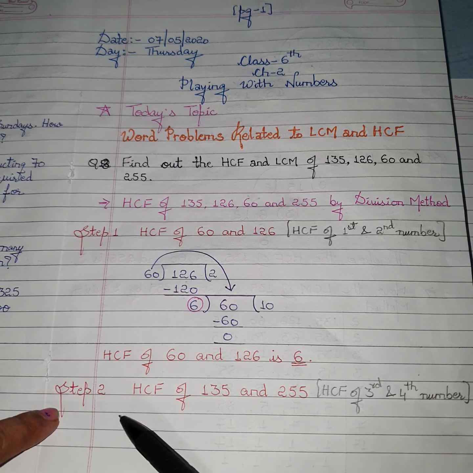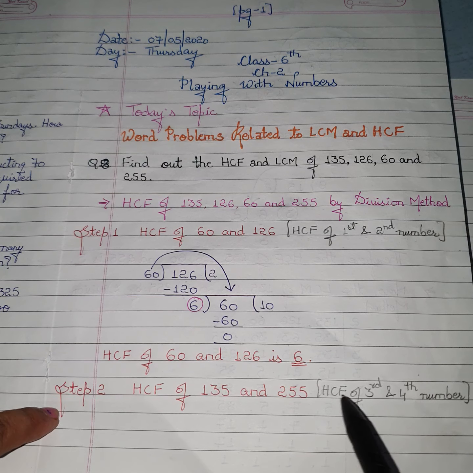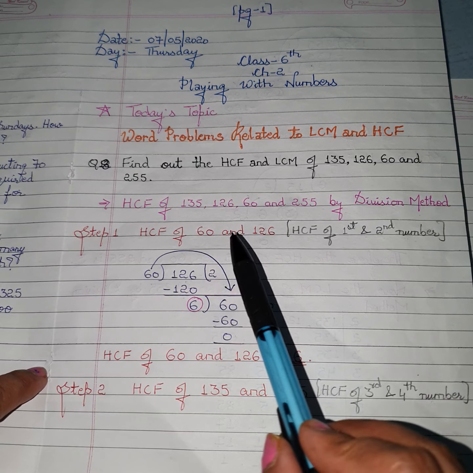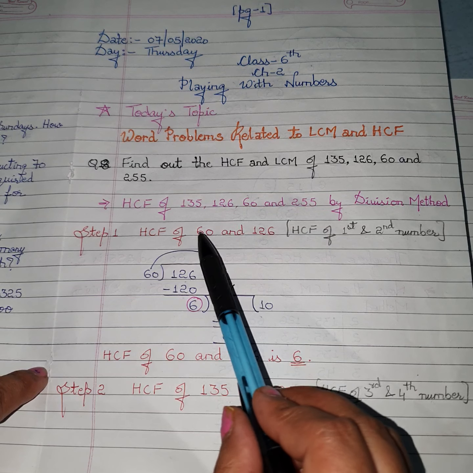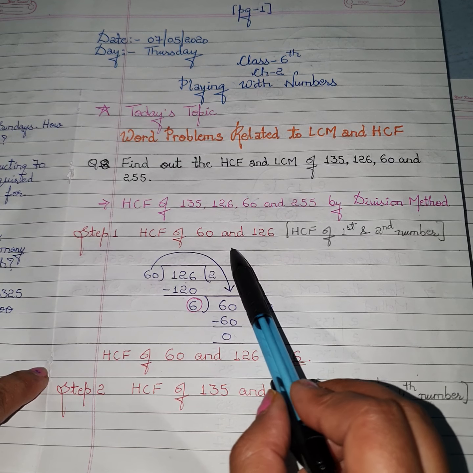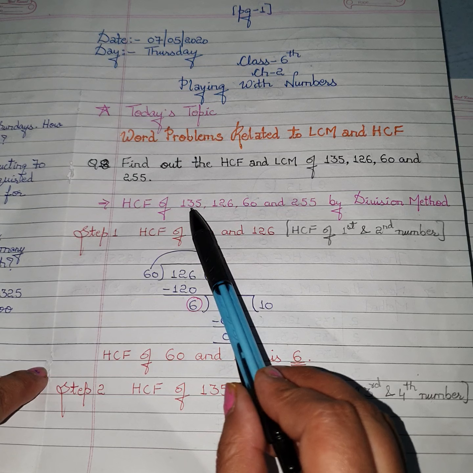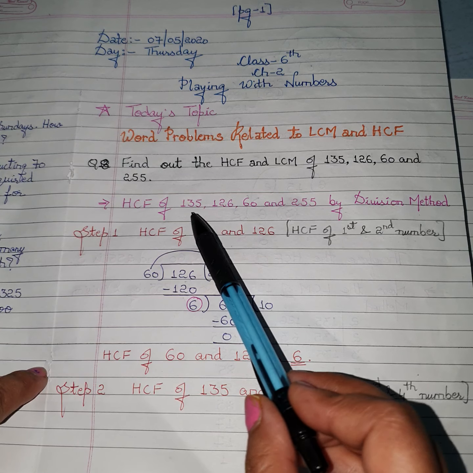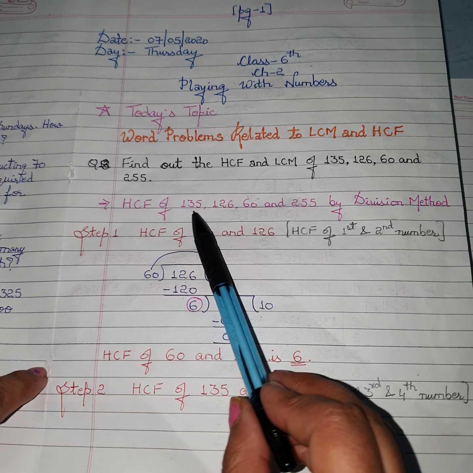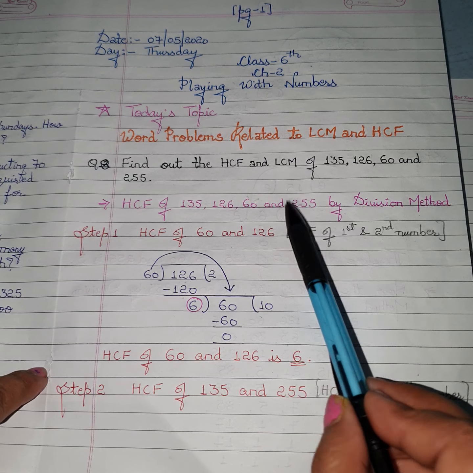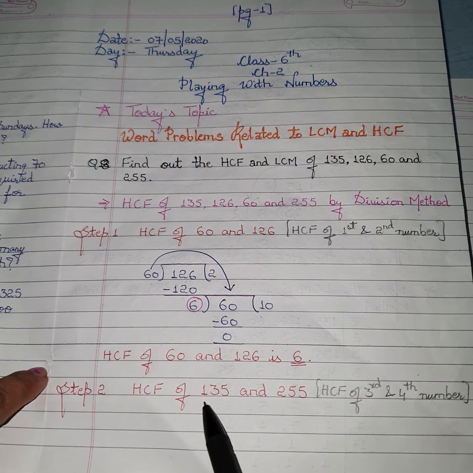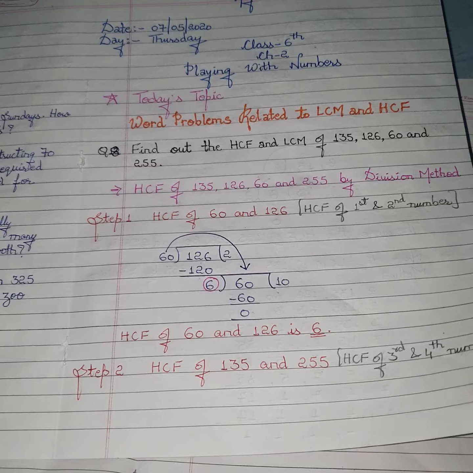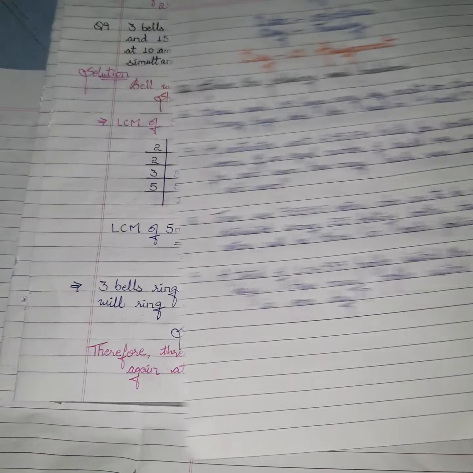Now in step 2, we have to find the HCF of the third and fourth number. Means first and second number we have taken from these 4 numbers in the first step. Then third and fourth number we will take in the second step. So which are the third and fourth number? Third number is 135 and fourth number is 255. So now we will find the HCF of 135 and 255.